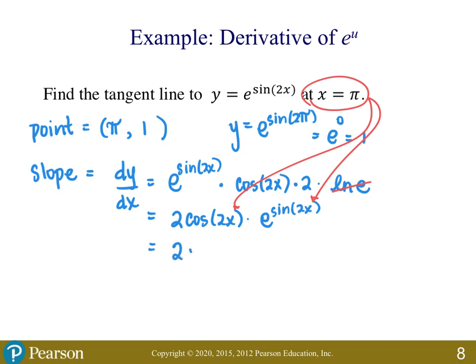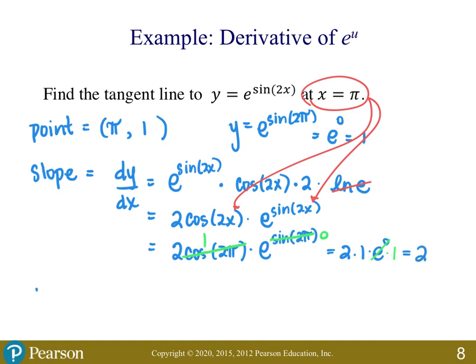So that'll give me 2 times the cosine of 2 pi times e to the sine of 2 pi. Okay, do you remember what the cosine of 2 pi is? Hopefully from your unit circle you remember that that is 1. And the sine of 2 pi from our unit circle is 0. So we end up with 2 times 1 times e to the 0. But e to the 0 is also 1. So we end up with 2.